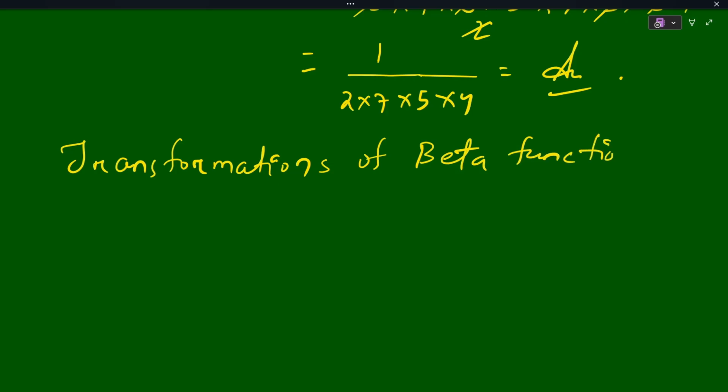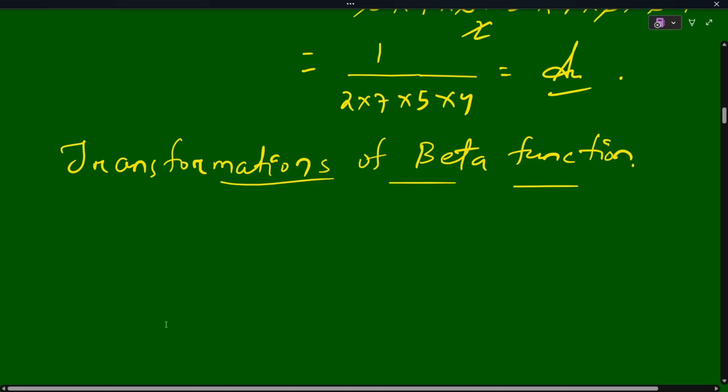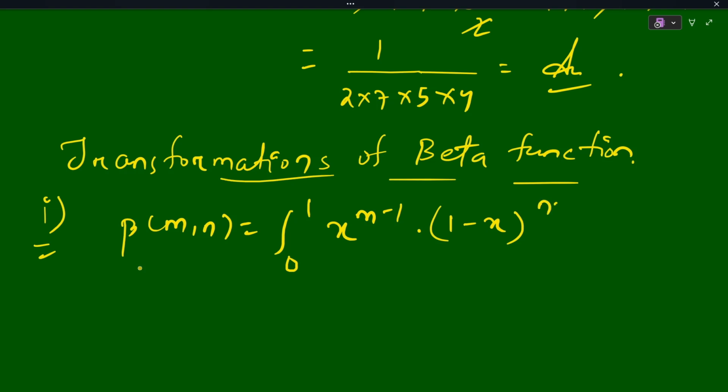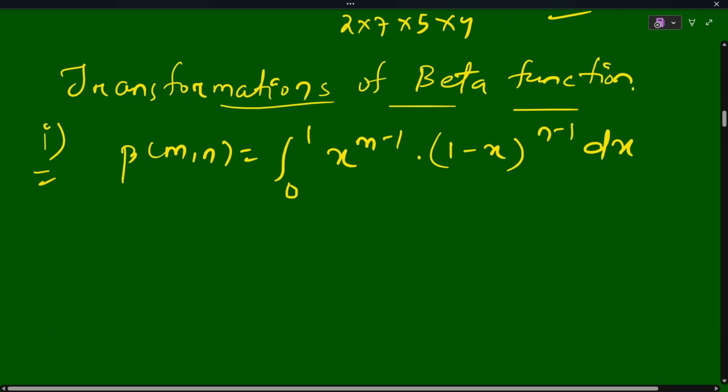So like in the gamma function, here also we'll have to make certain substitutions. The first substitution comes; first write down the function. It is beta(m,n) = integral from 0 to 1 of x^(m-1) (1-x)^(n-1) dx. Now to transform, let us put x = 1/(1+y).